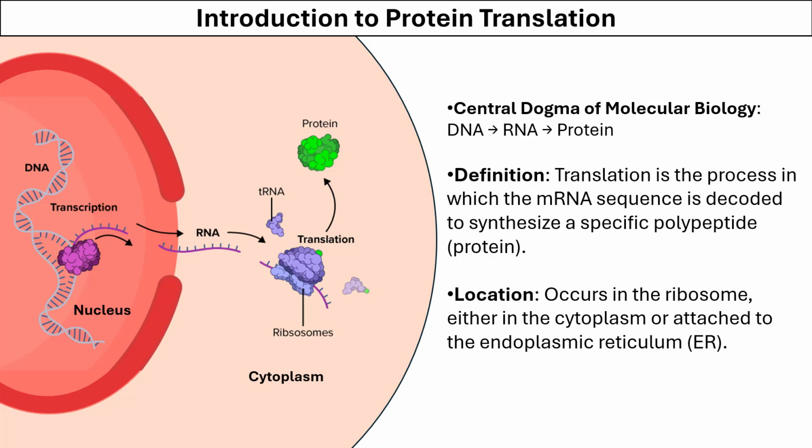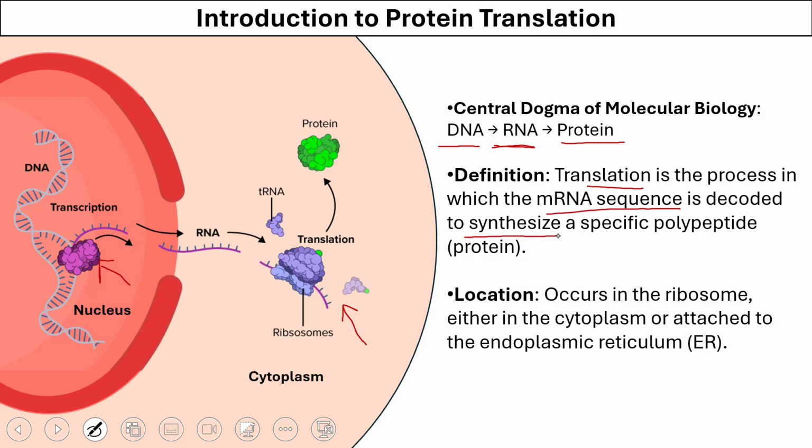So the process of forming mRNA on DNA is transcription. The formation of protein from the information on mRNA with the help of ribosomes is called translation. So the central dogma says from DNA you make RNA, from RNA you make proteins. So translation is the process in which the mRNA sequence is decoded for the synthesis of polypeptide chain which forms the proteins.